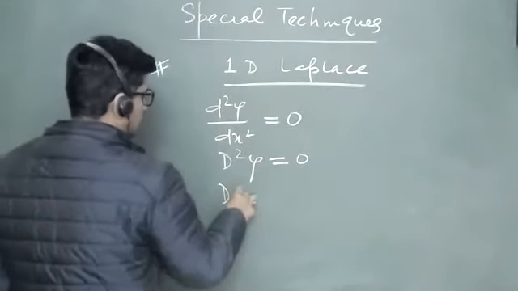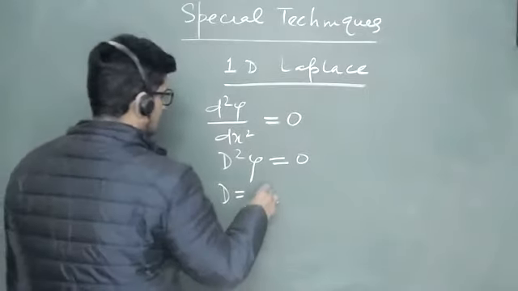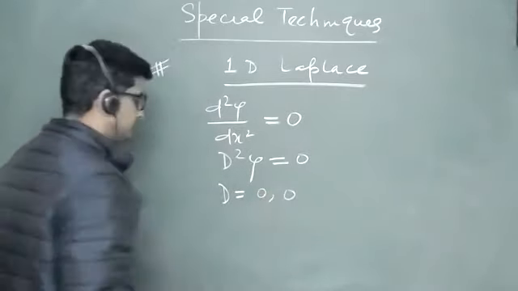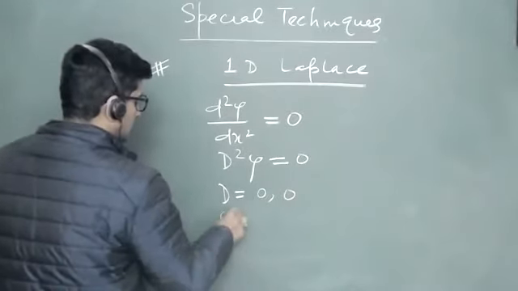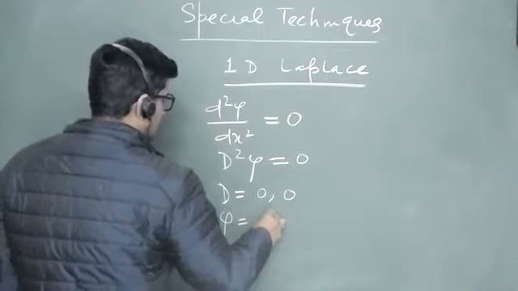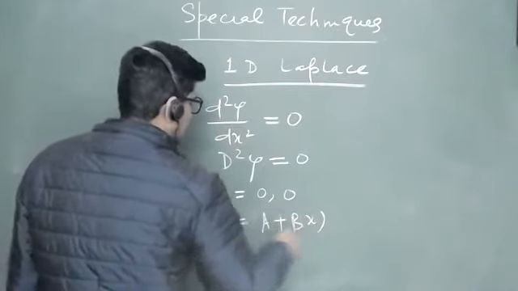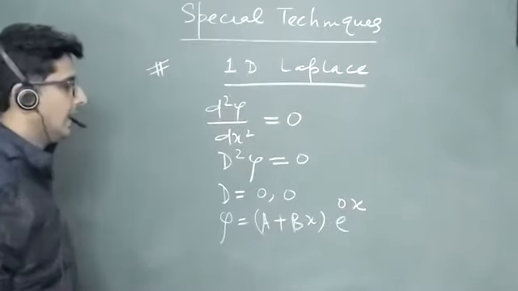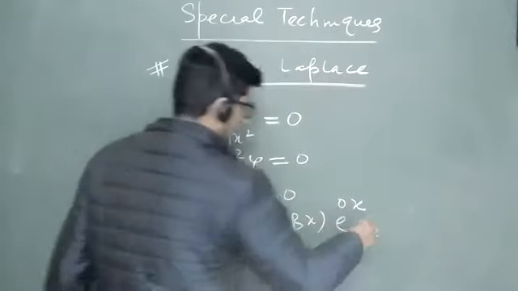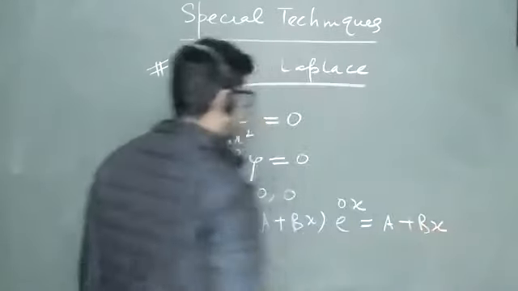So D is equal to 0, 0, real and equal roots. So φ will be (c1 + c2 x) e to the power 0x. Forgot, brother? So it will be a plus bx.